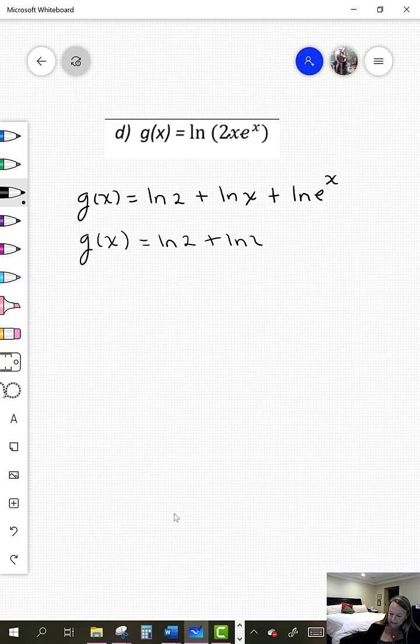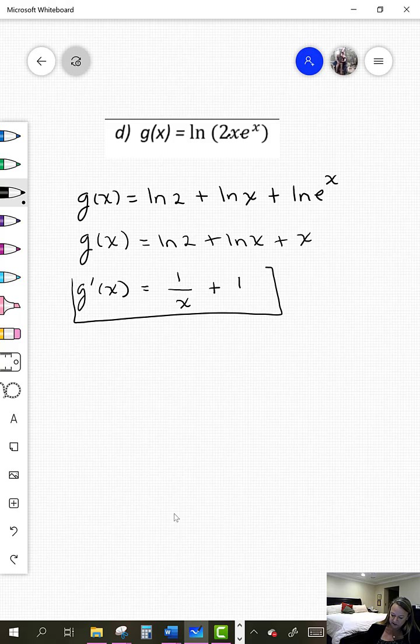Taking the derivative of this, the natural log of 2 is just a constant, so that goes to 0. The derivative of natural log of x is 1 over what you were taking the natural log of, which is x, times the derivative of the inside, which is 1, plus the derivative of x, which is 1. This is what you should have.